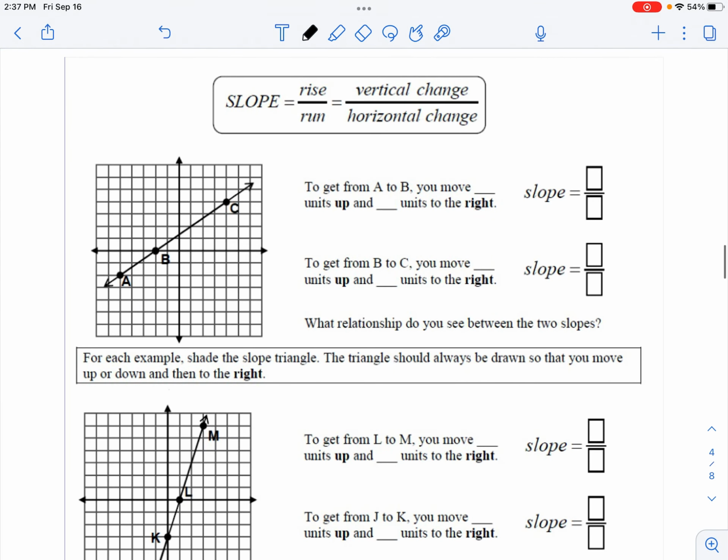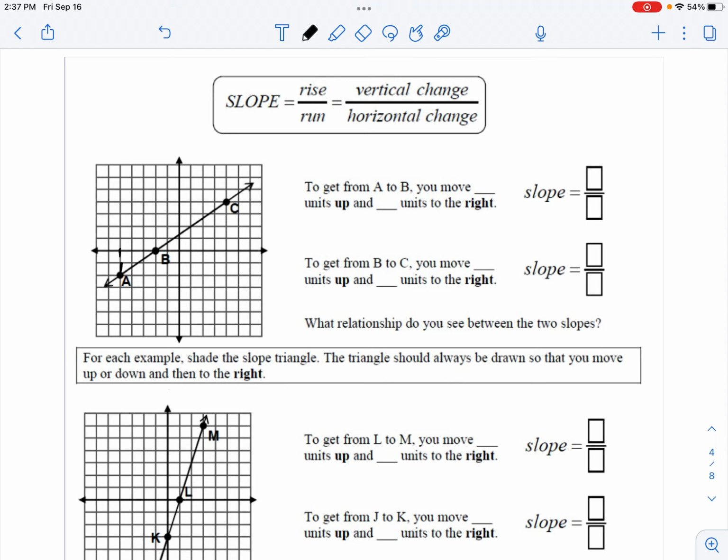Okay, so now slope is your rise over run, or your vertical change over your horizontal change. So now when we have 2 points, we can count that, especially when it's on a nice graph. We can count the units it goes up and the units it goes over. So it says to get from A to B, you move blank units up and blank units to the right. So we're going to make just a triangle here. And I'm just going to use this little one.